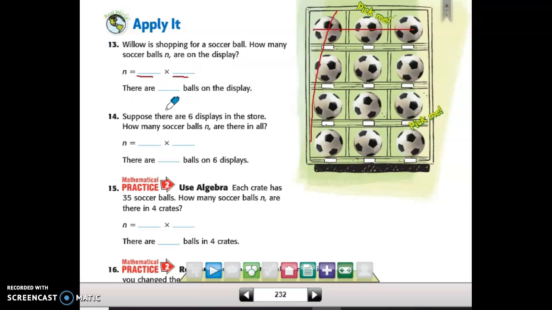The next one is a little bit different. It's pretending that there were 6 of this whole thing. So you're going to take the answer for number 13 and use that as if there were 6 displays. So that's a little bit different.